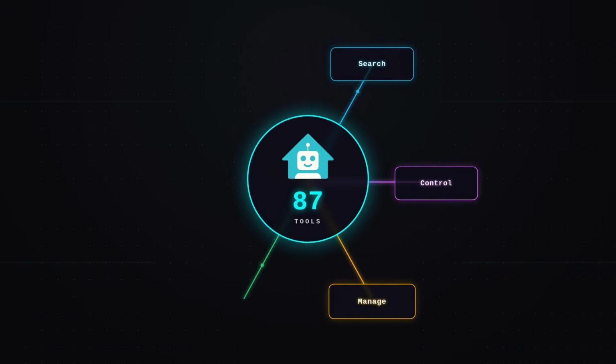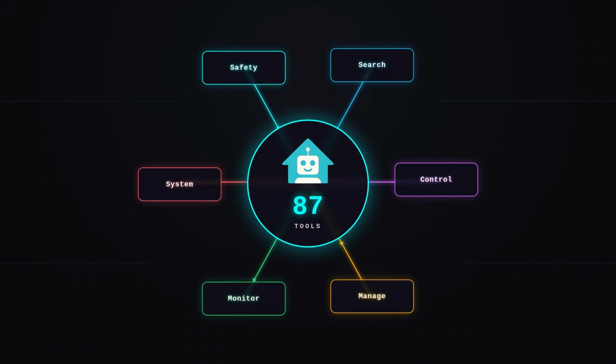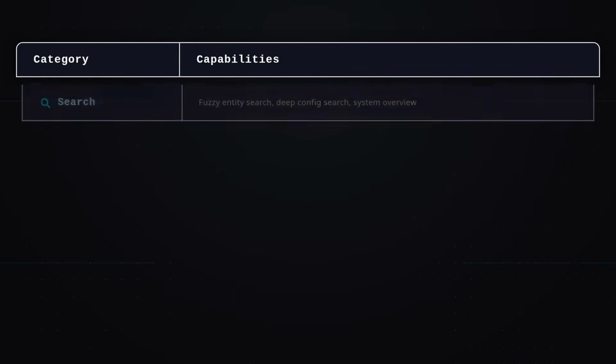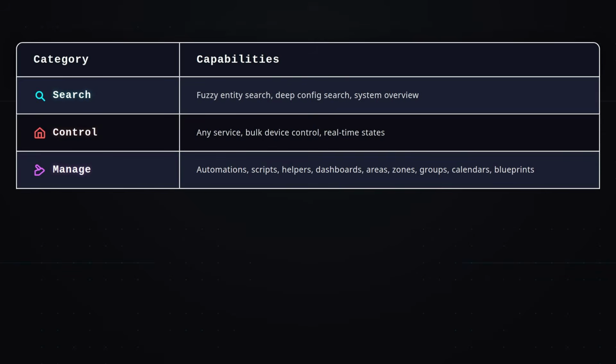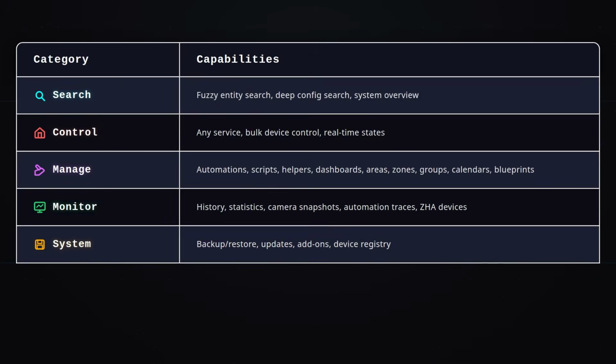Under the hood, ha-mcp delivers a complete suite of 87 tools organized into 6 core categories. Beyond basic search and device control, it manages everything from blueprints, calendars, and scripts to physical areas and zones. You can monitor history, view camera snapshots, and analyze automation traces in real time. It even handles system maintenance like backups, updates, and add-ons.